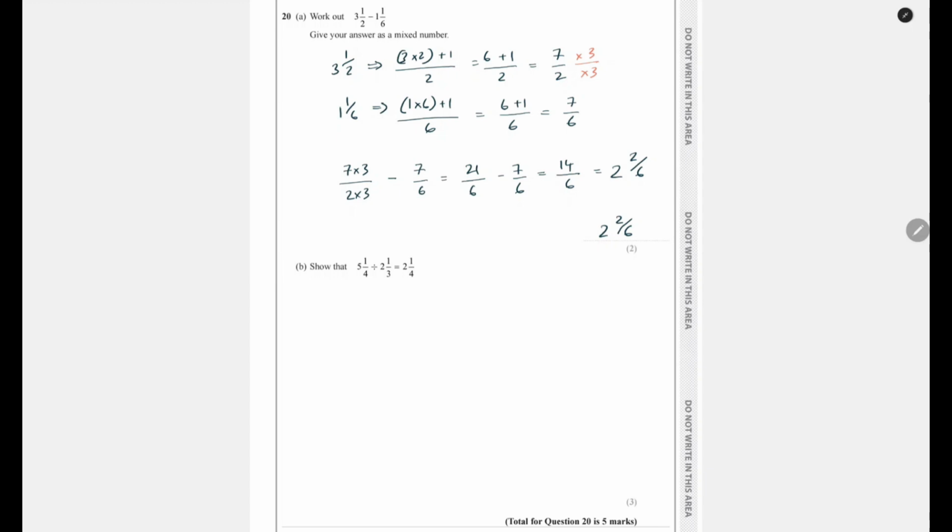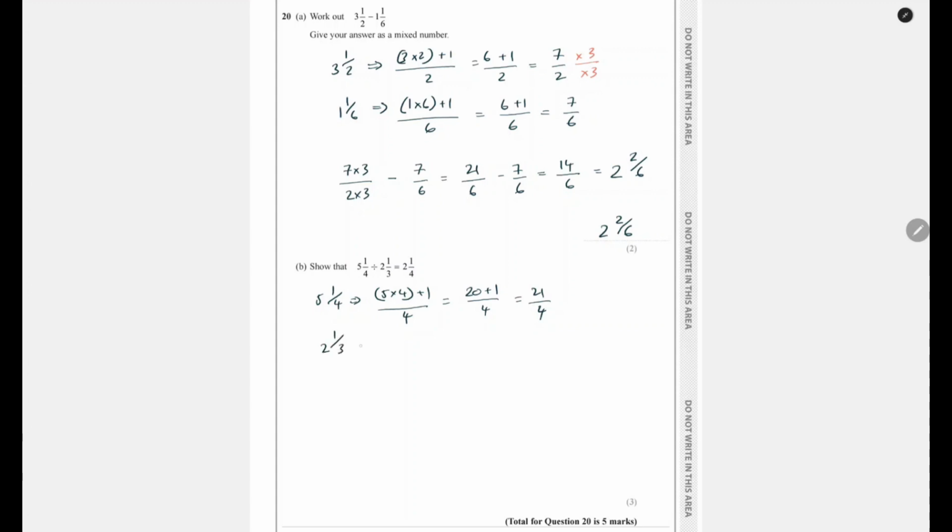Part B says, show that 5 1/4 divided by 2 1/3 is equal to 2 1/4. So let's do the same thing. Let's change these fractions into improper fractions first. So 5 1/4 is 5 times 4 plus 1 over 4. 5 times 4 is 20 plus 1 over 4, which is 21 over 4.